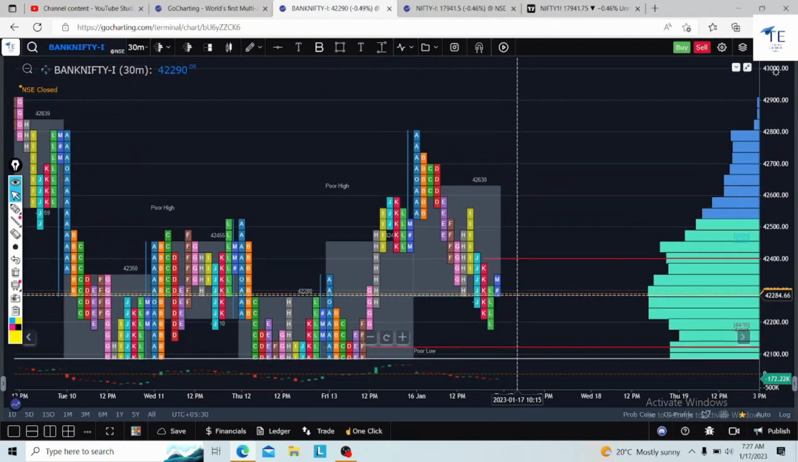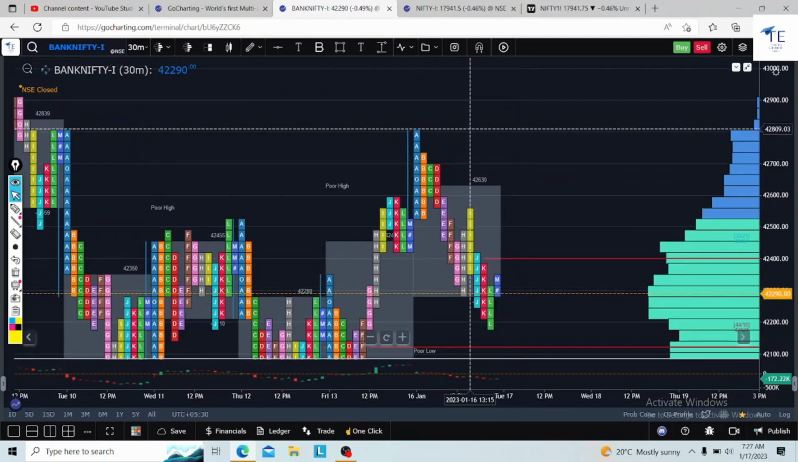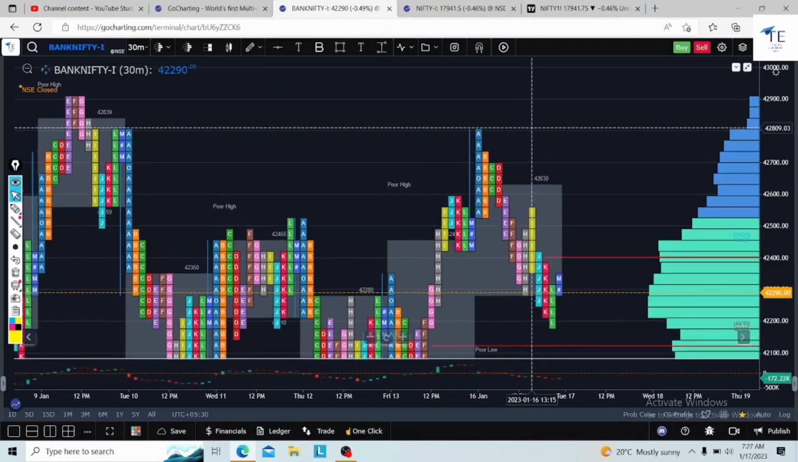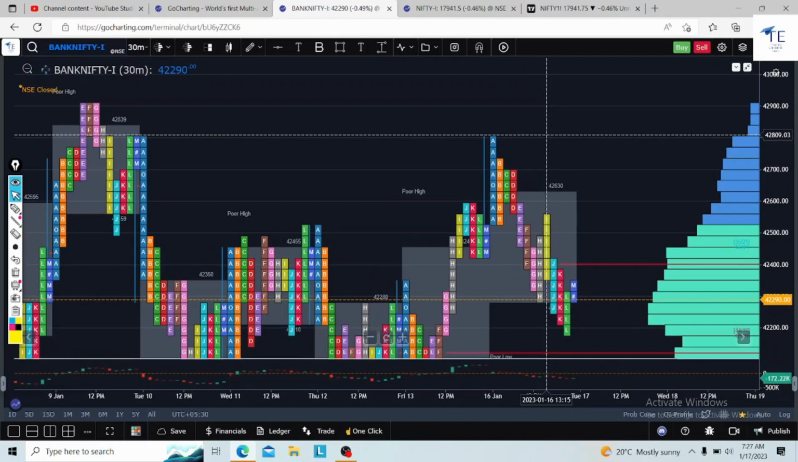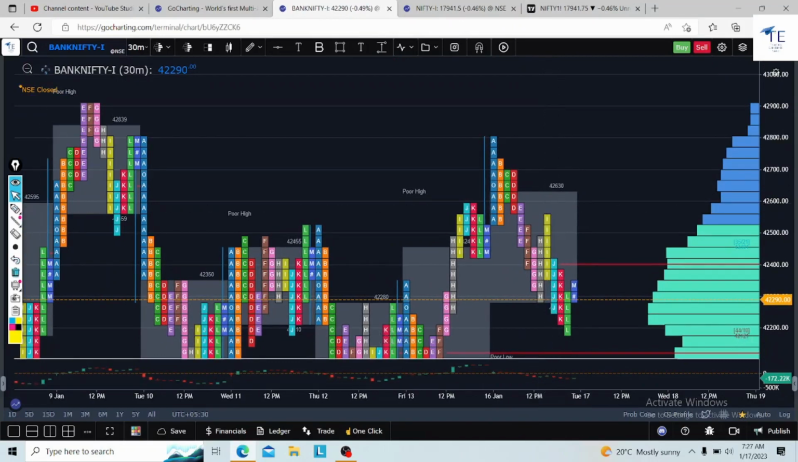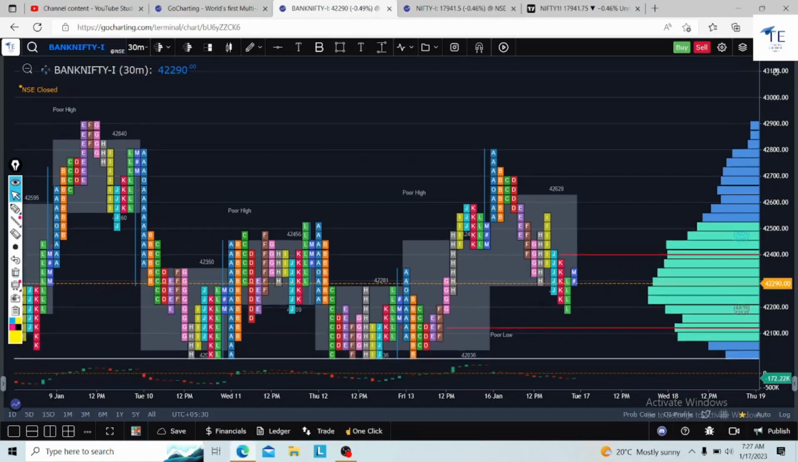Any up move, we can see a good up move. Any acceptance above this day high, if the market sustains above yesterday's high, we can see 44,000 by this Friday. You have to keep this figure in the back of your mind.